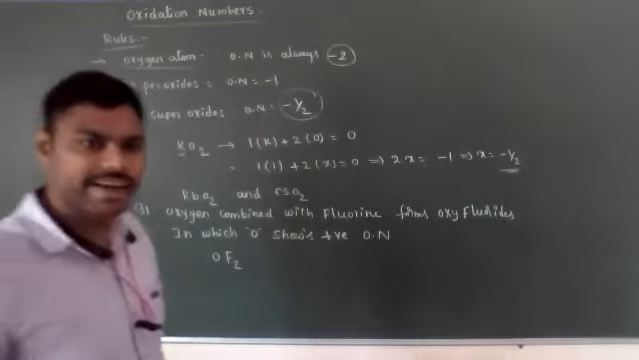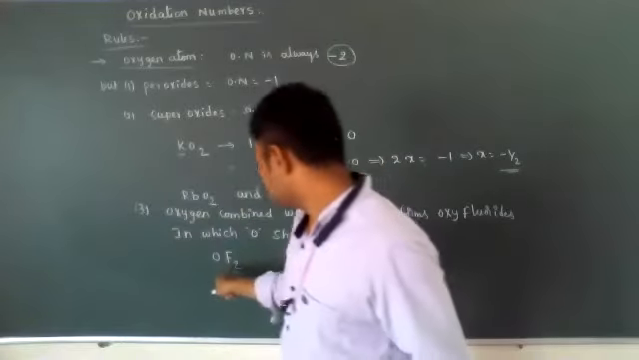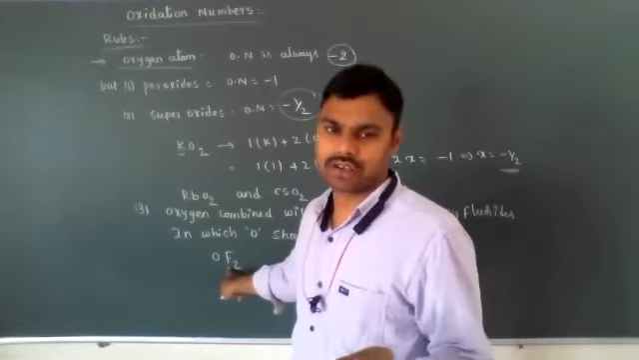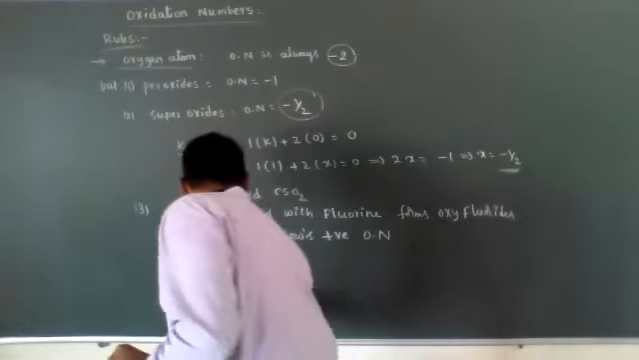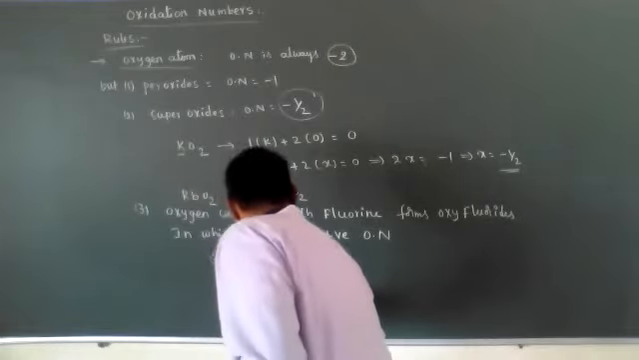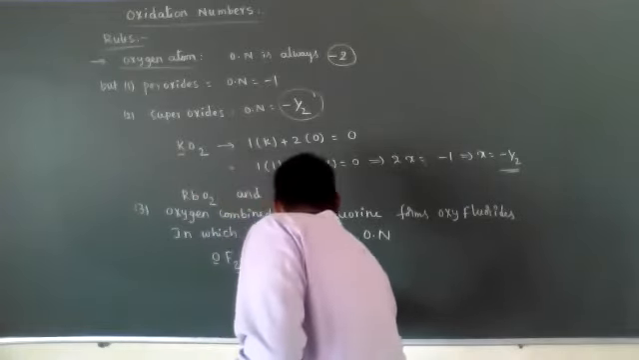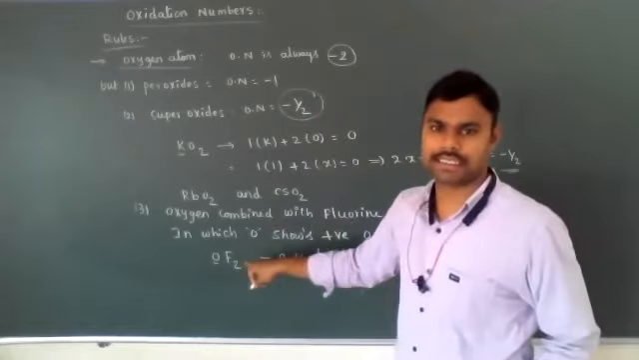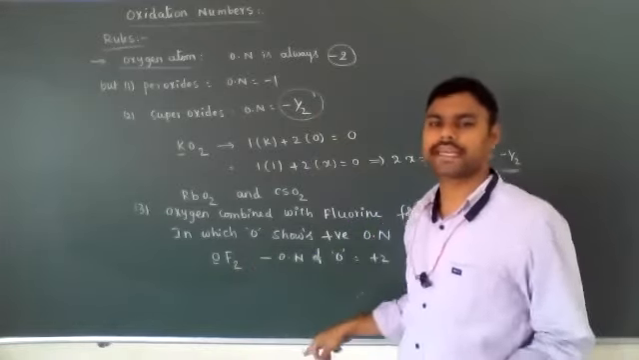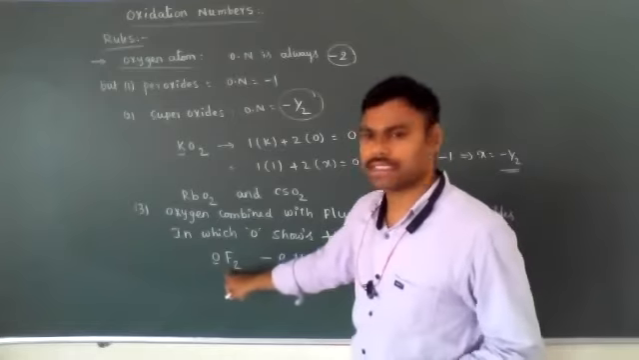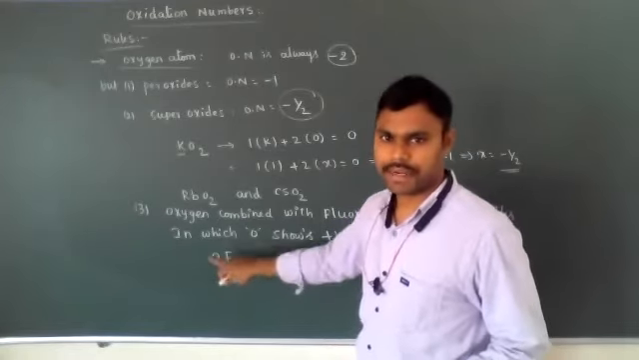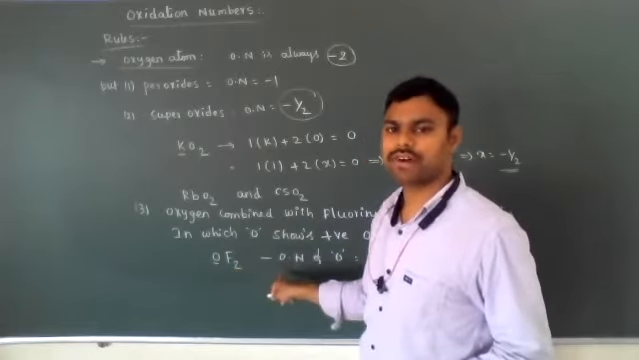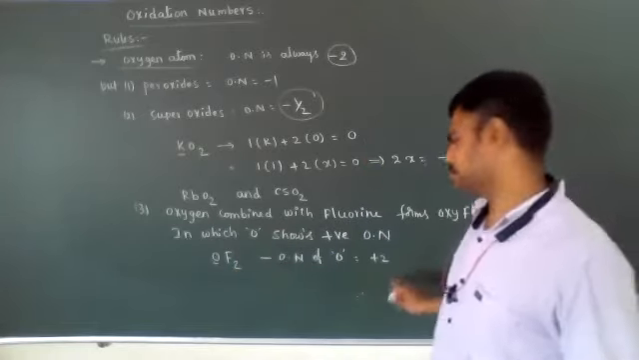OF2. Fluorine atom is always -1 oxidation number. Then oxygen atom, how much? So the oxidation number of oxygen is equal to +2. In OF2, among the halogens, fluorine is more electronegative. Its oxidation number is always equal to -1. So how many fluorine atoms are present? 2 are present. Then x - 2 is equal to 0. Then x is equal to +2.